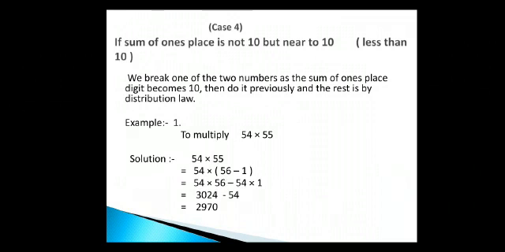So we can break 55 as 56 minus 1. We multiply 54 into 56 minus 54 into 1. So 54 into 56, the sum of ones digit is 10 and the tens digit are same. So by the previous law, 4 into 6 is 24, and 5 into 6 is 30. So 3024 minus 54. So we get 2970.